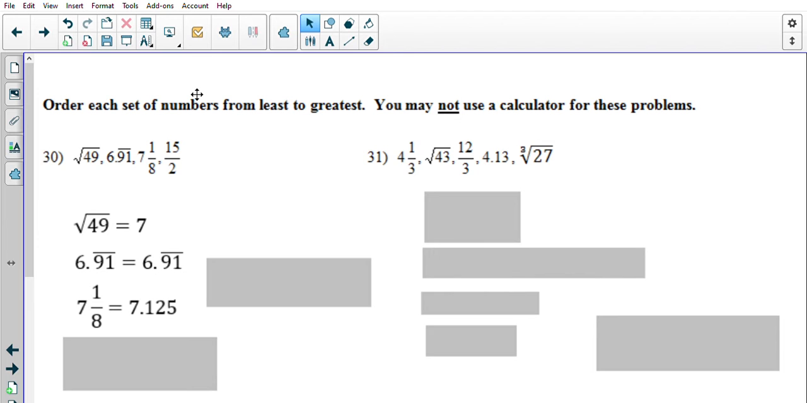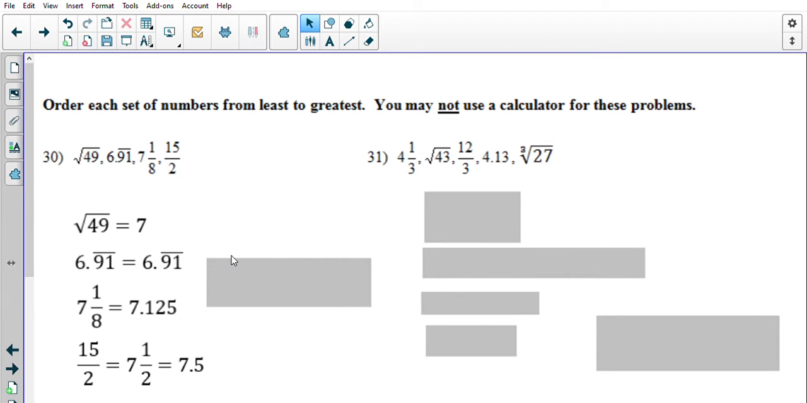1 is underneath the division symbol, 8 is outside. That's going to get us 0.125, and of course then that will be 7.125. So in comparing these at this point, 6.91 repeating is the smallest, then 7, or square root of 49, then 7.125, or 7 1/8. The last one, 15 over 2, I wrote as a mixed number. That would be 7.5, which is 7.5.